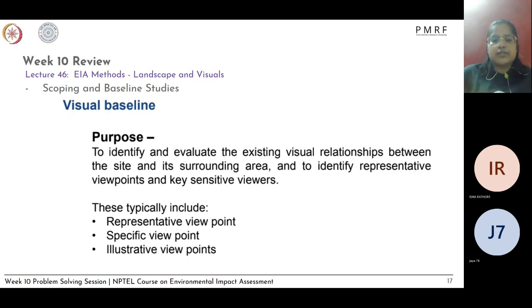And this is also done to identify how the receptors of the site will perceive these developments visually. So this is the reason why visual baseline is done.